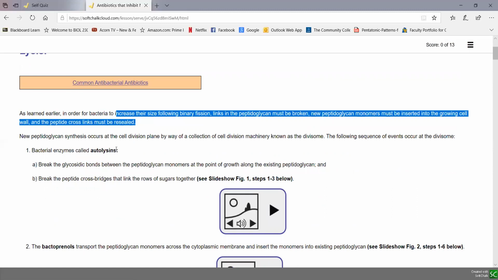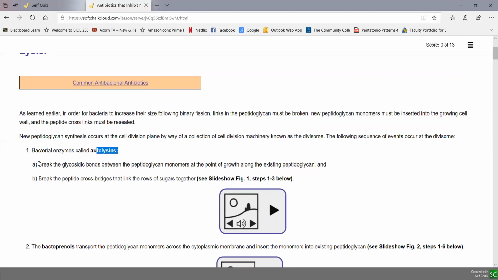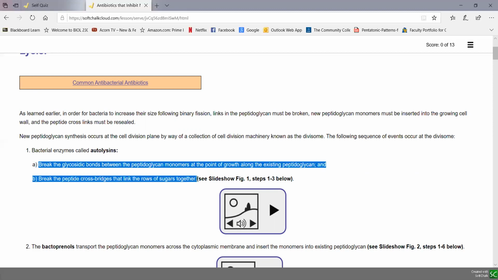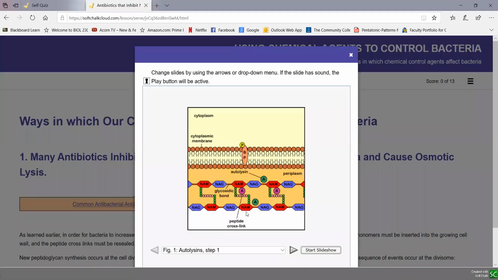Remember, the autolysins are the ones that break the glycosidic bonds between the peptidoglycan monomers at the point of growth in the existing peptidoglycan, whereas other autolysins are going to break the peptide cross bridges that link the rows of sugars together. And there's a little animation showing the autolysins that break the glycosidic bonds between the peptidoglycan in the row, and those that break the peptidoglycan crosslinks between the rows.